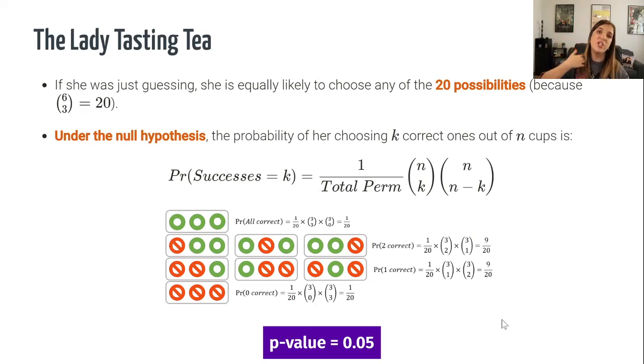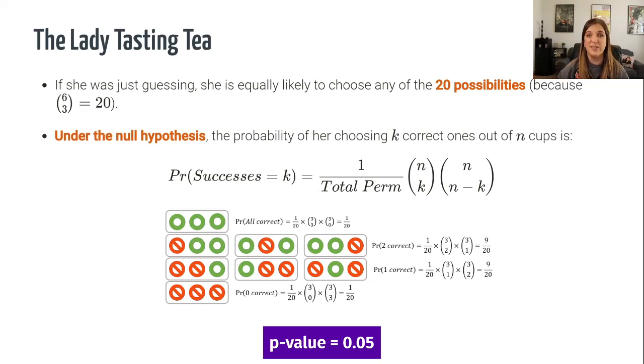So if we're rejecting everything under 10%, then it would be very rare in this case, with 6 cups, that she would have just randomly chosen the correct ones if she did not know which the correct ones were. Okay, so that's the idea of randomization inference. How likely or unlikely is this to just happen by chance if the null is right, meaning if she does not know what she's talking about?